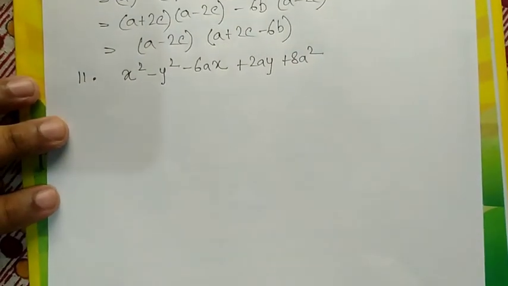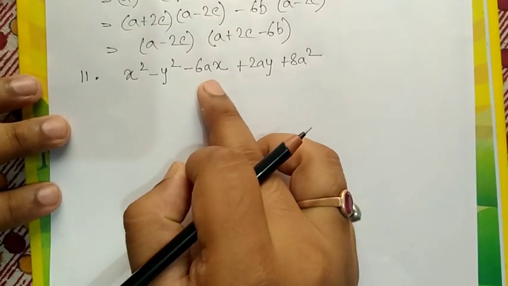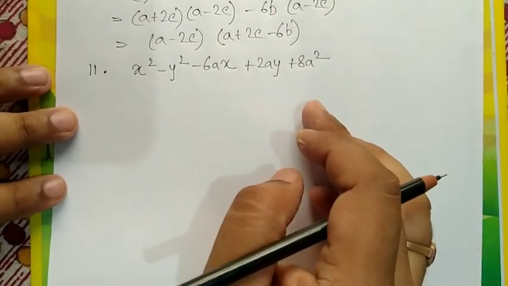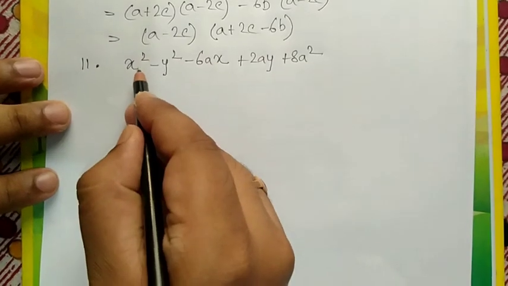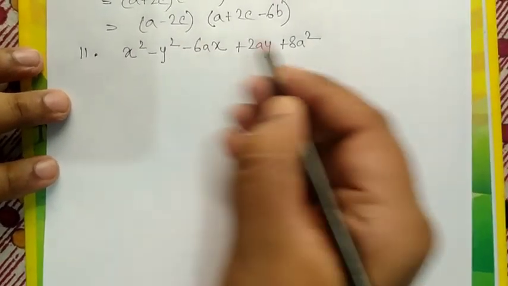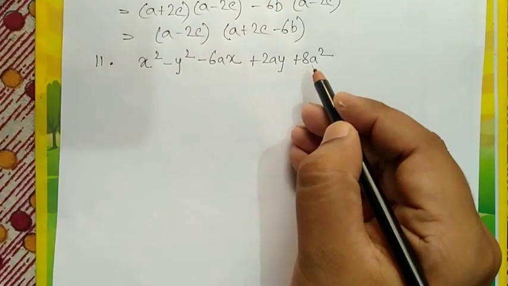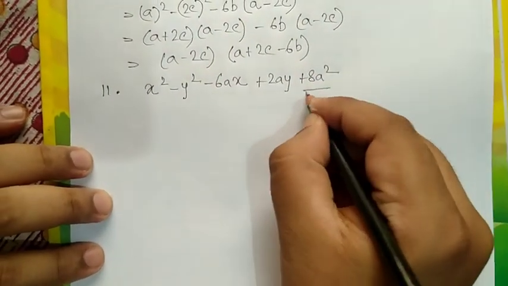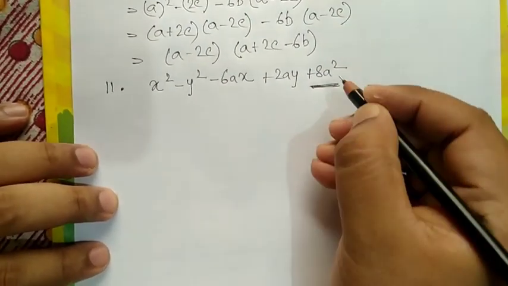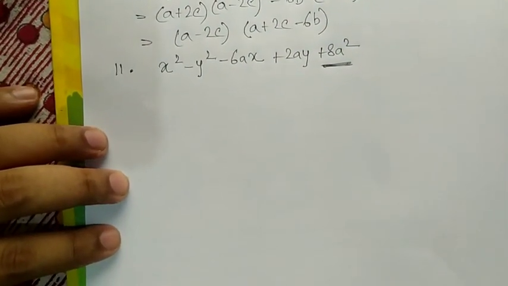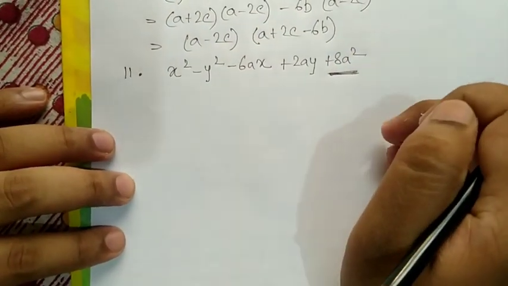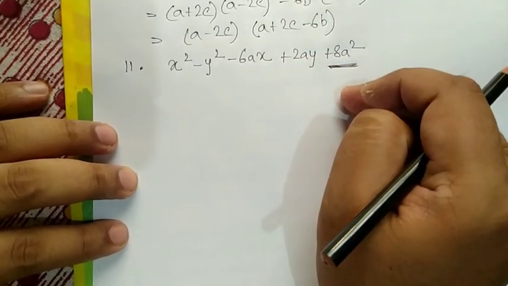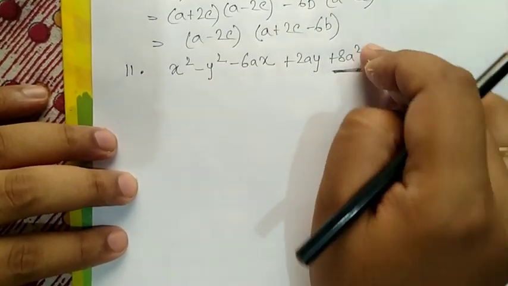This is sum number 11, x square minus y square minus 6ax plus 2ay plus 8a square. Now here is an important part. This is a square term, this is a square term, this is also a square term, but the difference between these three square terms is here, because of 8a square. Because we can't take the square root of these terms, we have to put it in some way, so we have to square root these terms.